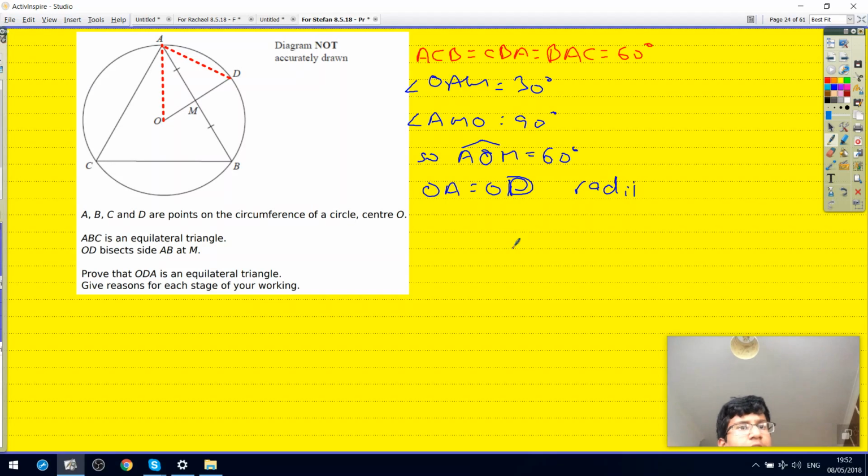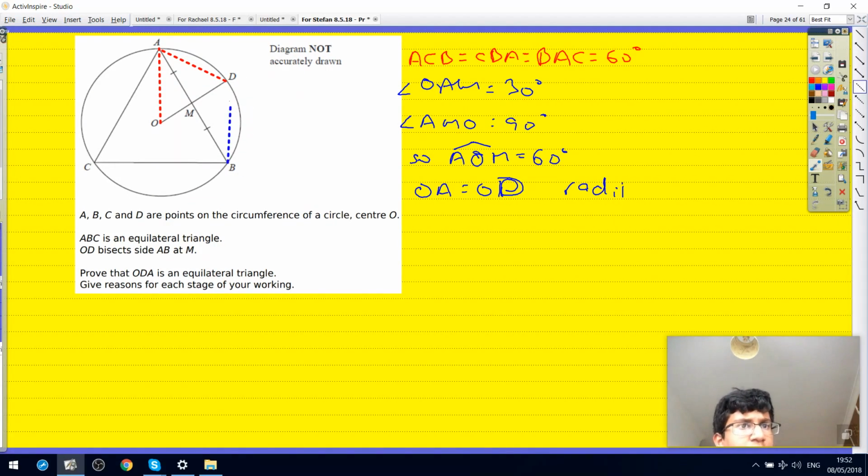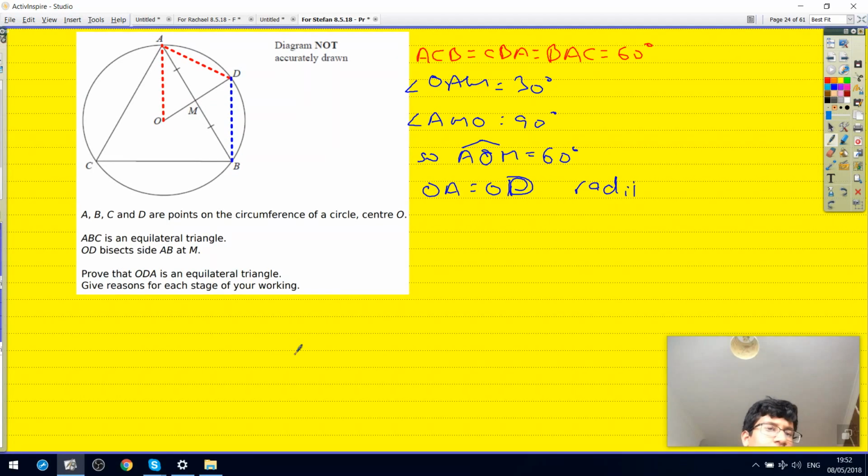If you drew a line from D to B, we'd have two right-angled triangles there. We know that they're sharing one common side, so that must be the same length. And there are two, so AM and MB are the same. So DB and AD must be the same length.